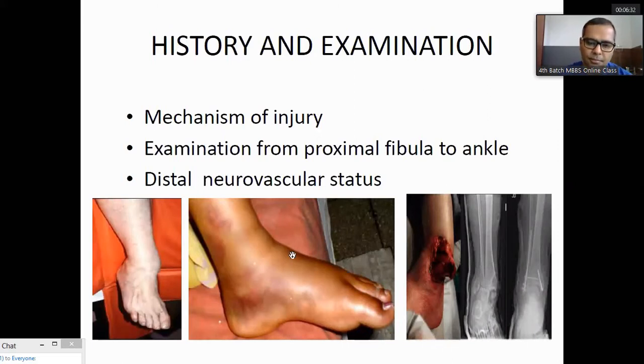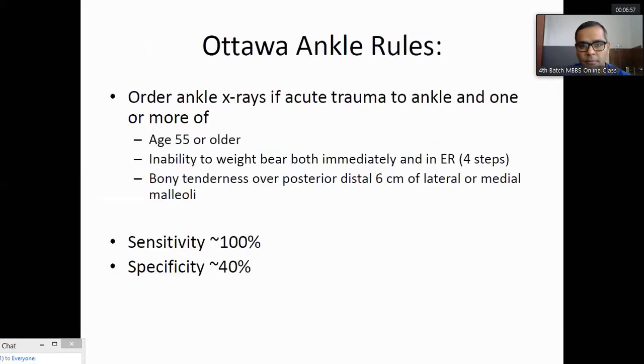The examination of the dorsalis pedis artery right here and posterior tibial artery right here, and the superficial peroneal nerve that supplies the dorsum of the foot, and the deep peroneal nerve that supplies the first web space. The medial and lateral plantar nerves supply the sole. So we should not forget to examine the neurovascular status of the limb distally.